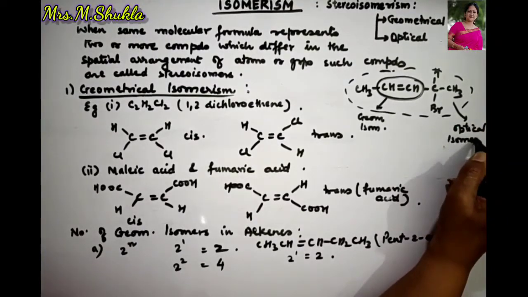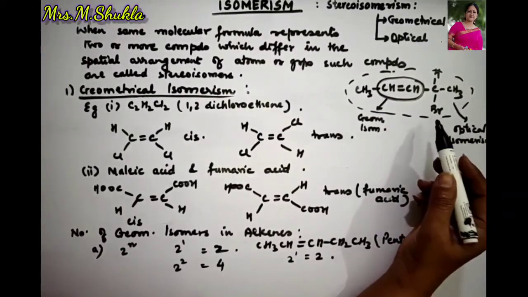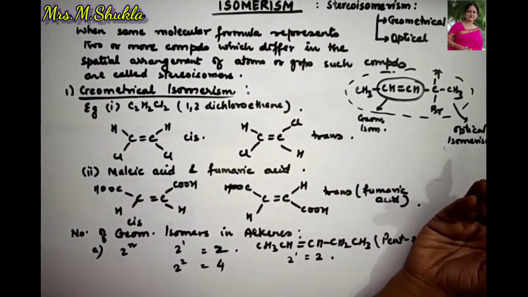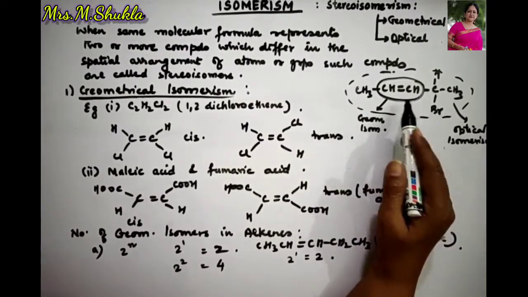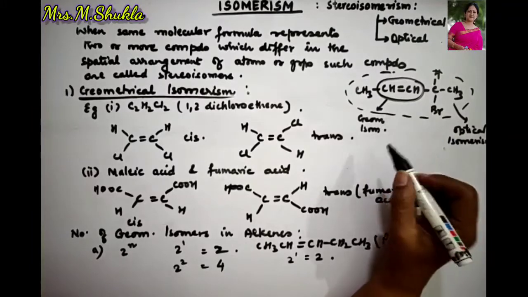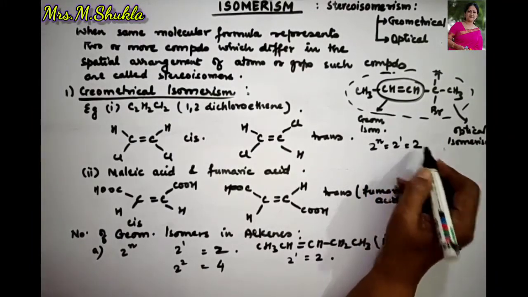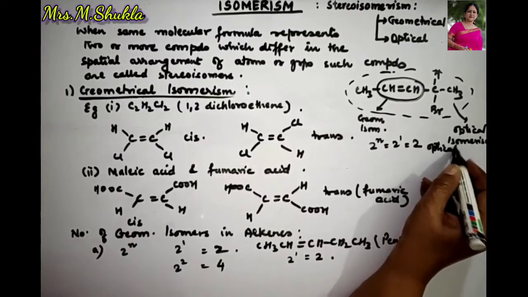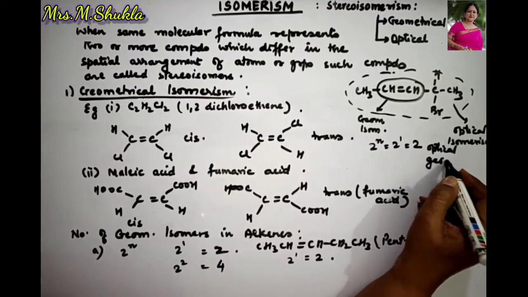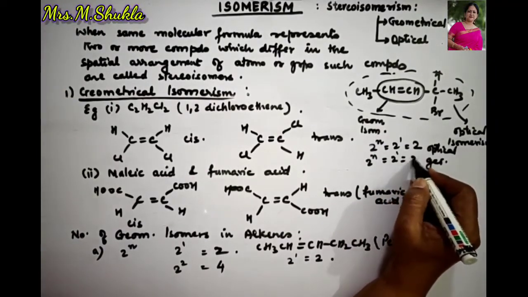Optical isomerism. Over here, how to find out the number of optical isomers or the number of geometrical isomers? Use the same formula. So how many geometrical isomers are there over here? 2 to the power of n, 2 to the power of 1, which is 2. This is the number of optical isomers. The number of geometrical isomers, if you need to find out, is 2 to the power of n, which is 2 to the power of 1, which is 2.